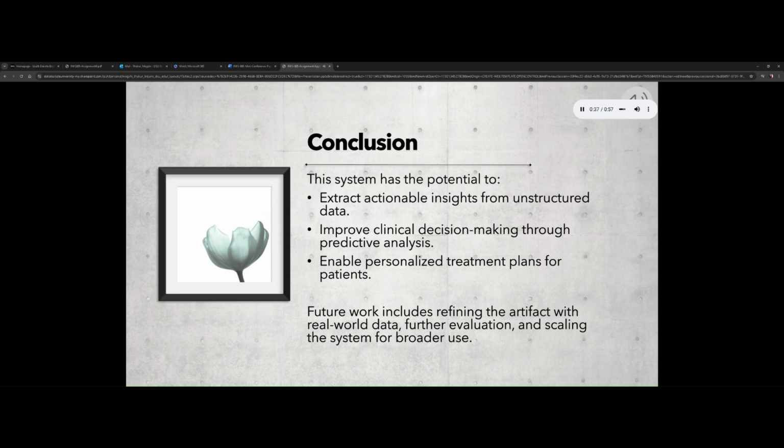I would say the future work includes refining the artifact with real-world data, further evaluation, and scaling the system for broader use.